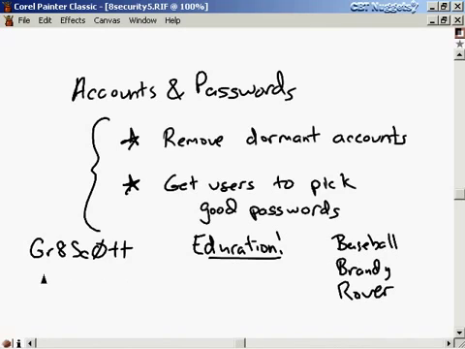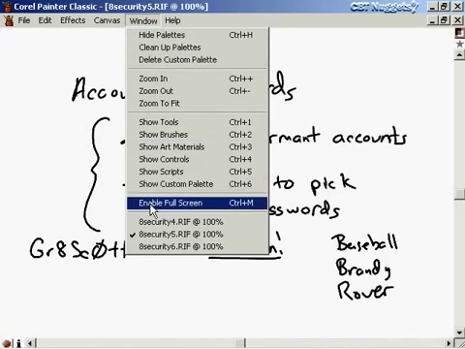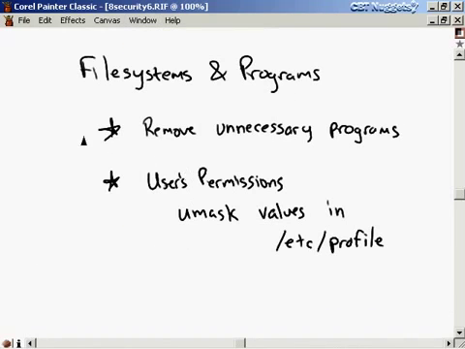So like I said, get users to mix uppercase and lowercase letters, put some numbers in there, some punctuation marks, things like that. In terms of security of file systems and programs, the things that you can do as a system administrator, one is remove unnecessary programs. If there's some program on your system that's sitting there that's executable by everybody, but you don't know what it is, it's not part of the regular installation, nobody seems to take responsibility for it, then you should definitely get rid of that program. Because what it could be is some sort of a backdoor into your system.